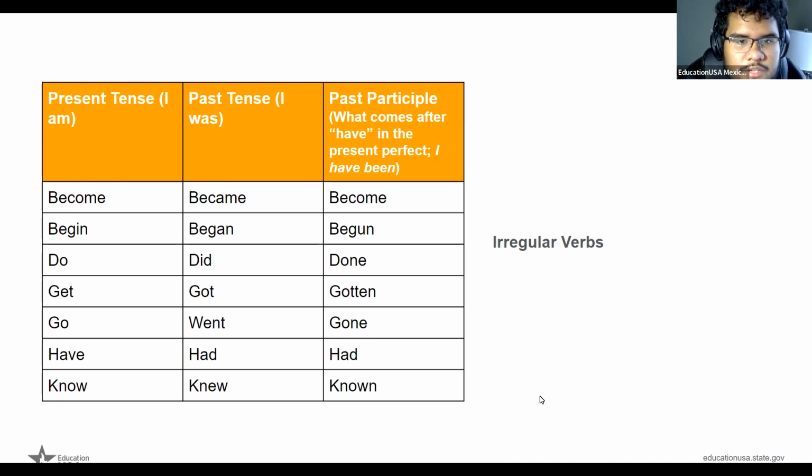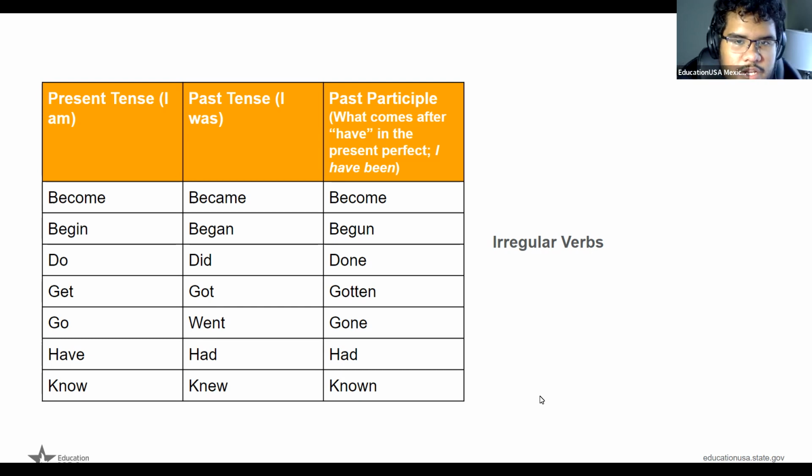Yeah. And the same principle applies for the other verbs here. Do becomes did in the past tense, and then done as a past participle, like saying I have done. Get in the present tense, got in the past, and gotten in the past participle, like I have gotten something. Go is one of the most irregular ones here, because in the past tense it completely changes to a different verb, which is went. And in the past participle, it's more regular, and it changes to gone, like I have gone.